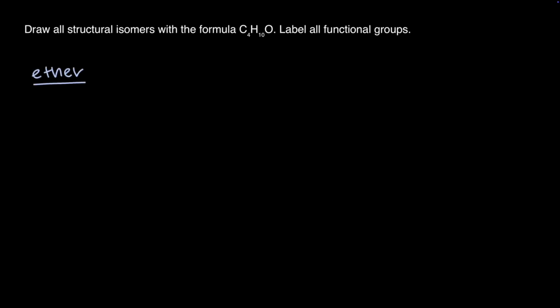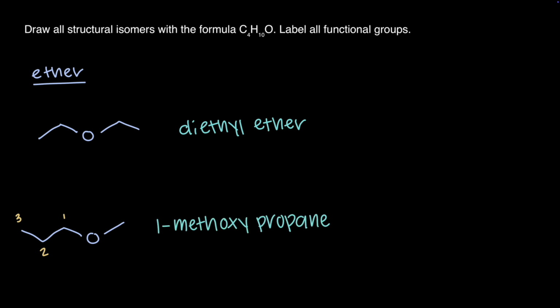Next, we can move to ethers. I can put oxygen in the middle with 2 carbons on either side to create the compound called diethyl ether. Next, I can take off a carbon from one side and add it to the other side to make 1-methoxypropane.